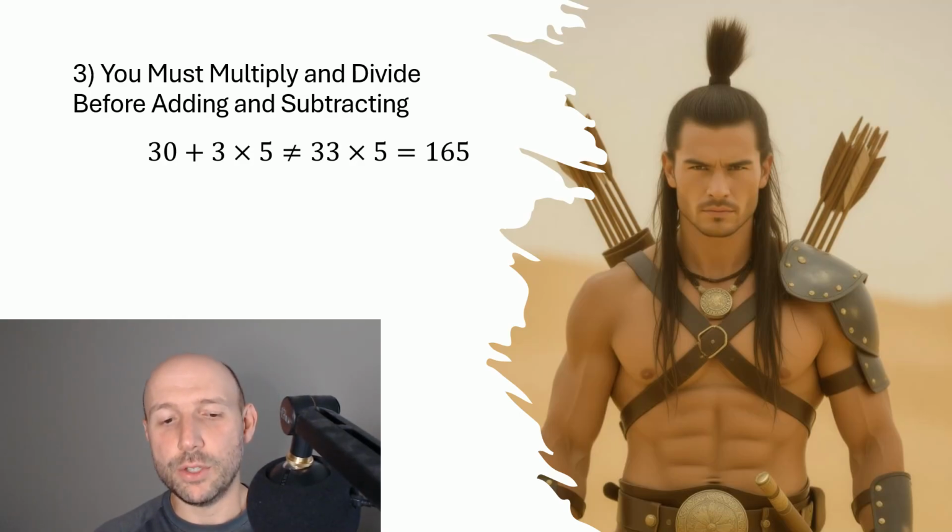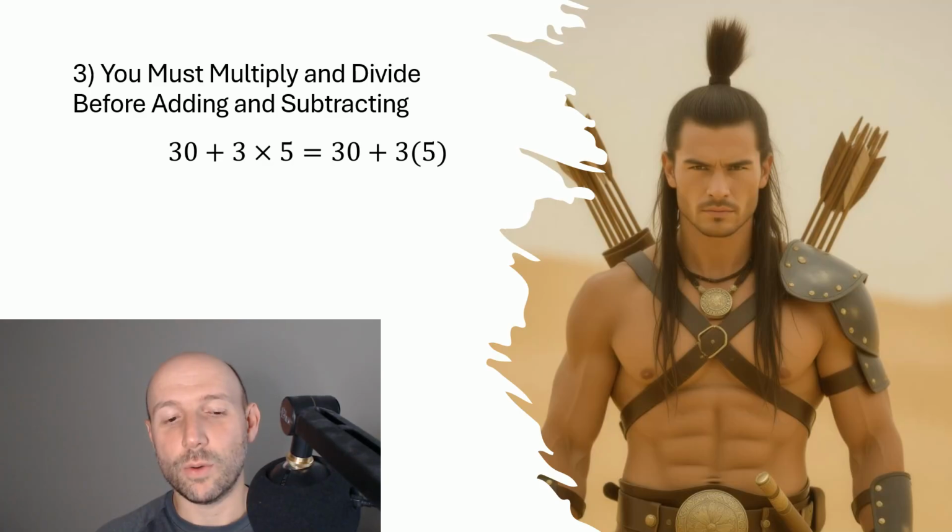Okay? You cannot do 30 plus 3 first. It makes no sense, right? The 3 is the constitution modifier that's multiplied by your level. If you do 30 plus 3 first, you get 33 times 5, which is 165. No, you don't have 165 hit points at level 5 if your constitution modifier is 3 and you were lucky enough to roll 30 on your dice. This makes no sense, right? This is a mistake. You have to multiply and divide before you add and subtract.